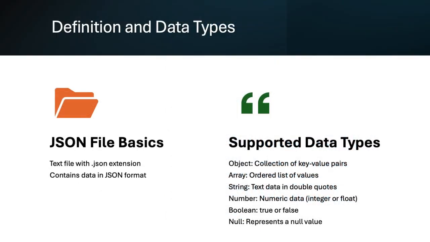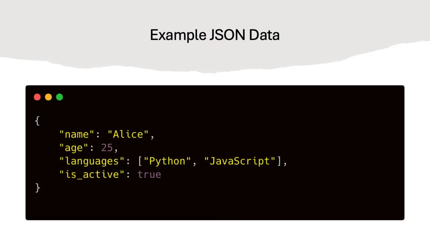A JSON file is a text file with a .json extension. It supports data types such as objects, arrays, strings, numbers, booleans, and null values. Here's an example of some JSON data.